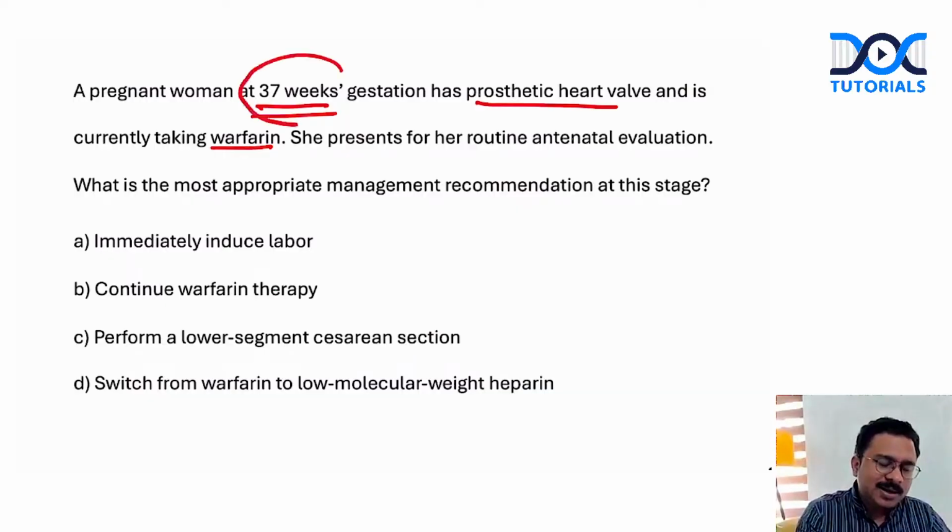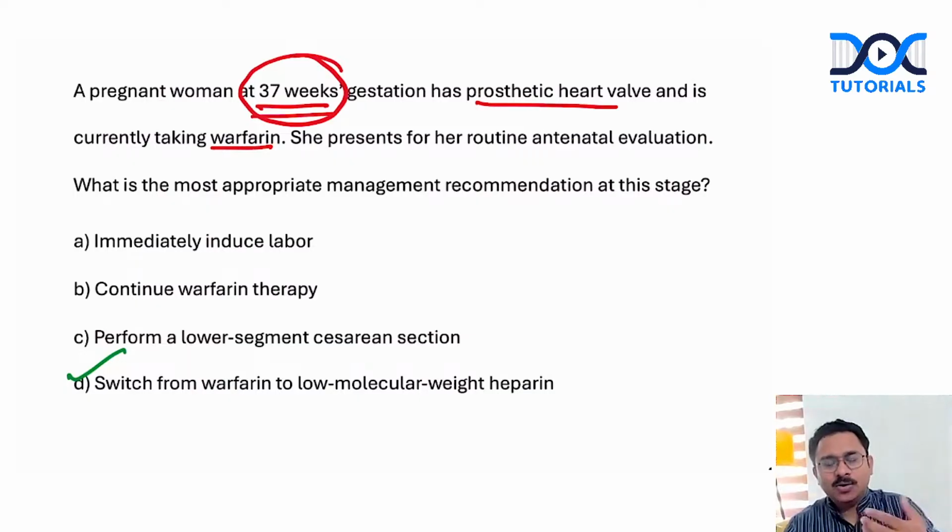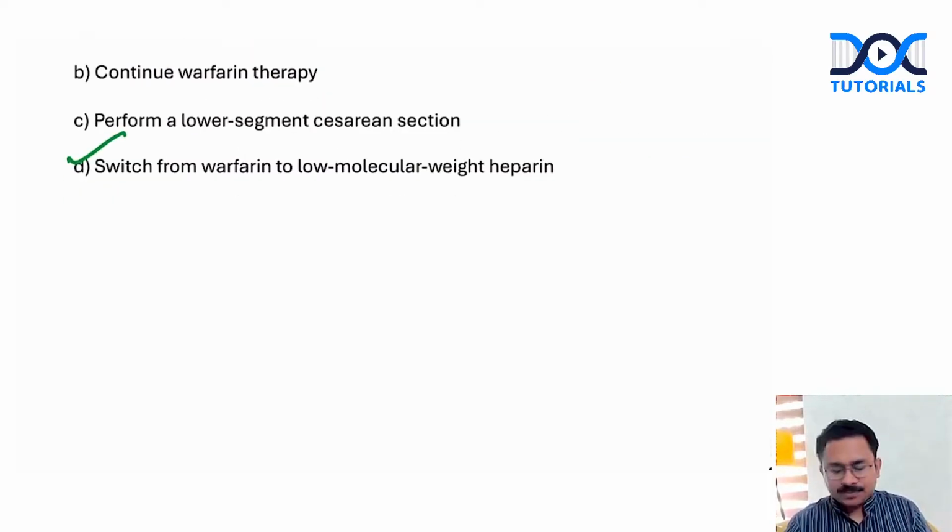The patient is in the third trimester. I will not be going for warfarin. I will be switching from warfarin to either unfractionated heparin or low molecular weight heparin. Why? Because in the third trimester, as the patient nears delivery, you will have to give an anticoagulant which has a definite antidote, and you can go for protamine sulfate. So better you go for option D, that is switch from warfarin to low molecular weight heparin. Okay, right. So that is what I want you to know.